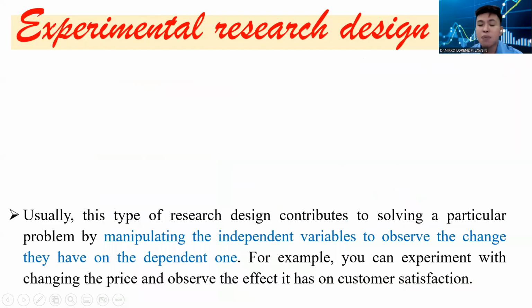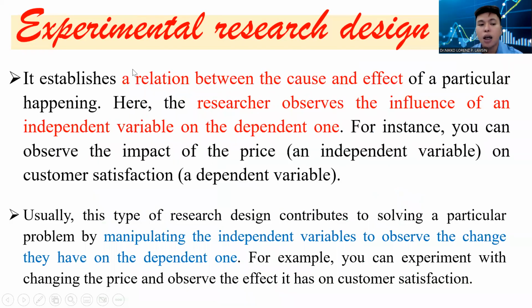Third one, experimental research design. It establishes relation between cause and the effect. It's more on the causation of particular variables. Here, the researcher observes the influence of an independent variable on the dependent one. So in some other books, independent variables are termed as cause, while the dependent one is termed as effect.